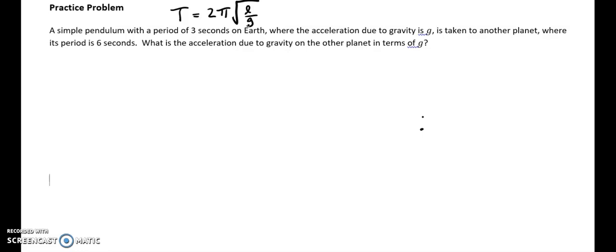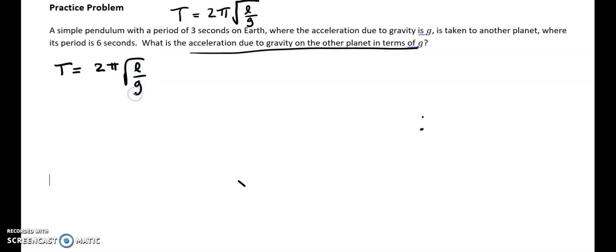Cool. So first thing I do after I try the problem, I think about what we are looking for. We're looking for acceleration due to gravity on the other planet in terms of g. So let's write down our relevant equation. We know we're dealing with simple pendulums, so that equation is T = 2π√(L/g). Since we're trying to find the acceleration due to gravity on the other planet, I'm going to solve this equation for g.